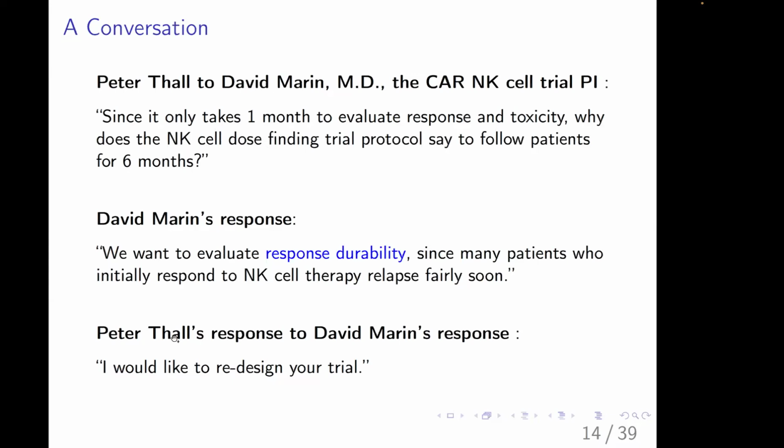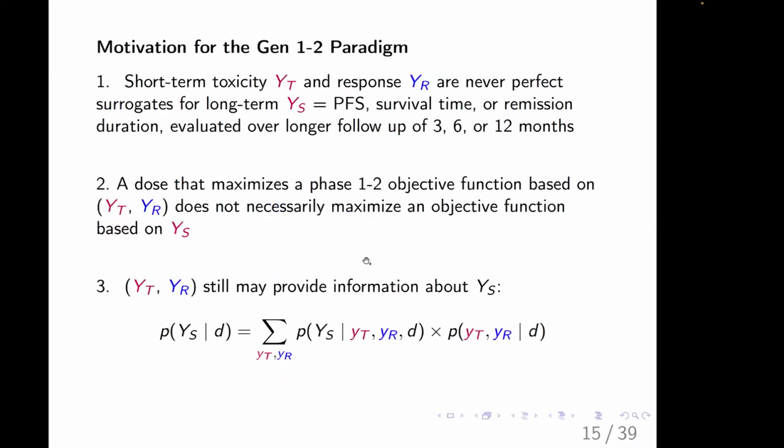So I thought about it. I said, David, okay, I want to redesign the trial. Here's what we came up with. So the motivation for this Gen 1-2, it's a generalized phase 1-2. Short-term toxicity, denoted by Y sub T, and response, Y sub R, are never perfect surrogates for the long-term outcome of progression-free survival or remission duration, evaluated over, say, 3 or 6 or 9 months.